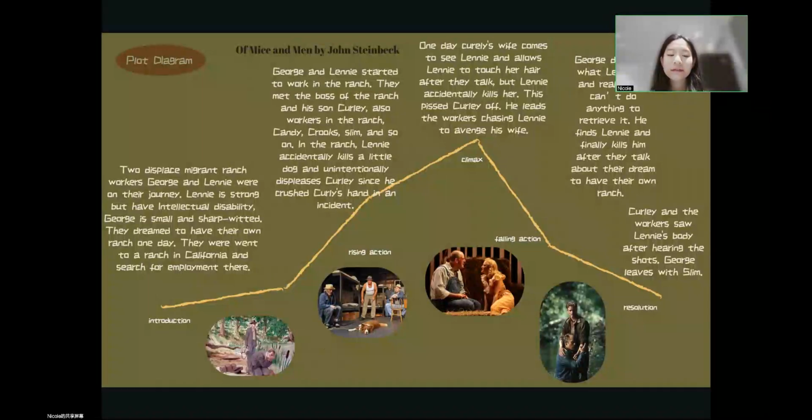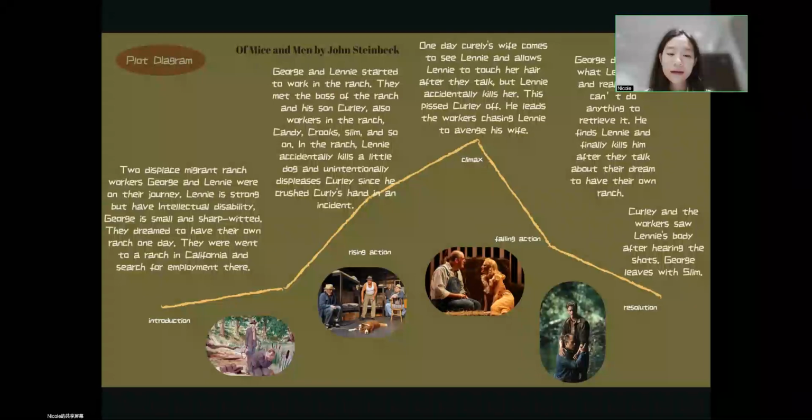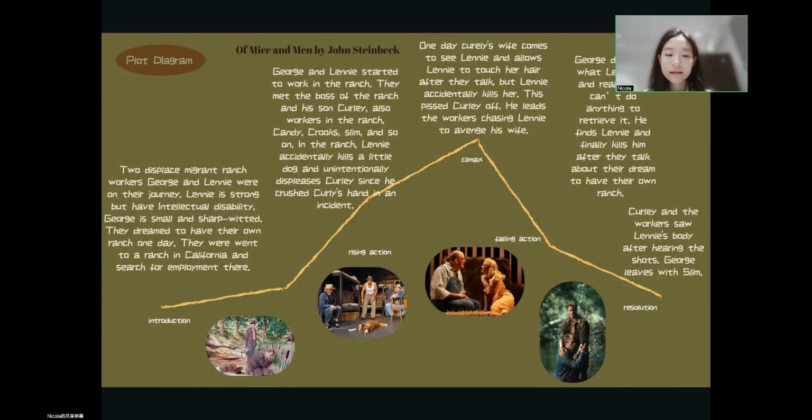George and Lenny started to work on the ranch. They met the boss of the ranch and his son Curly, and also workers on the ranch, Candy, Crooks, Slim, and so on. On the ranch, Lenny accidentally killed a little dog and unintentionally angered Curly since he crushed Curly's hands in an incident. Then we come to the climax.